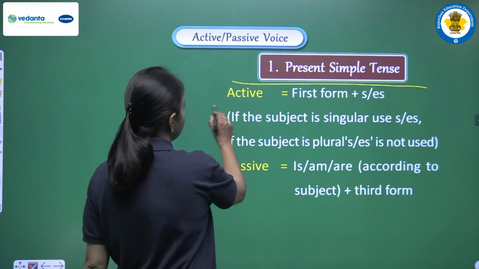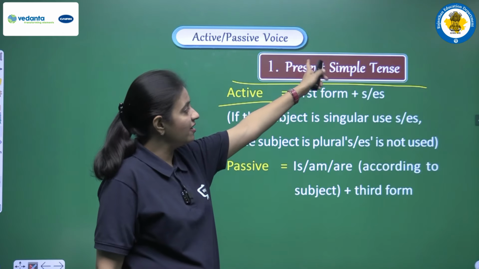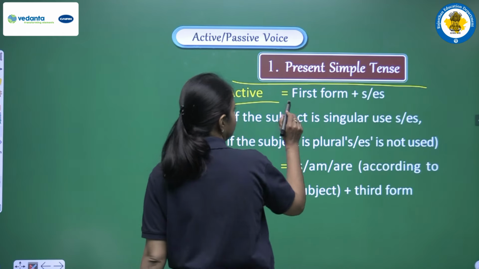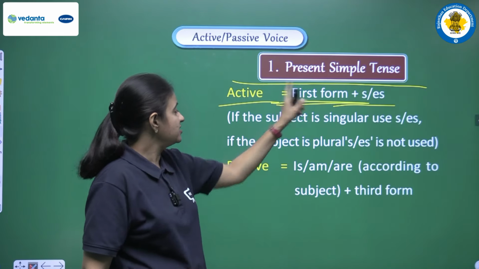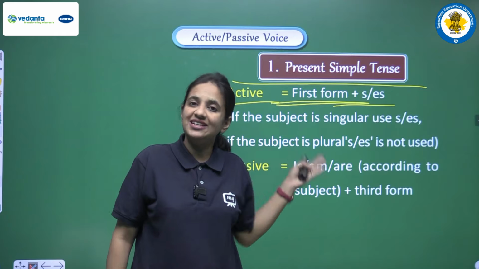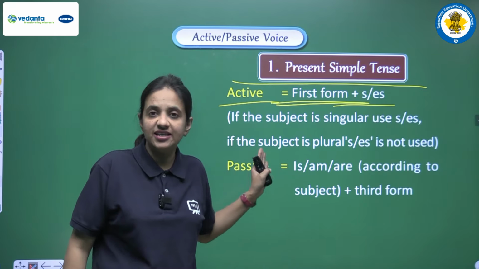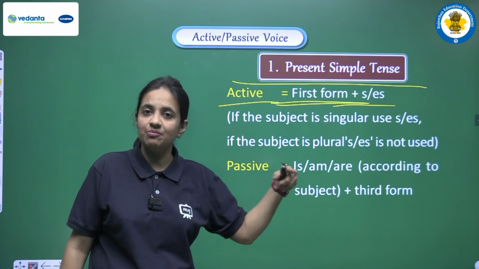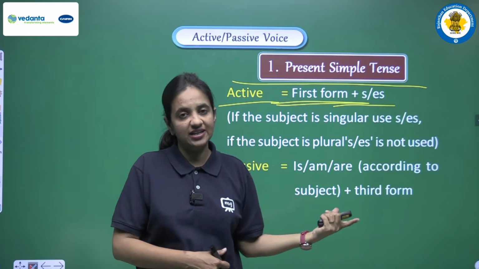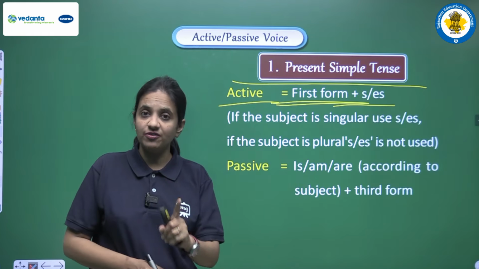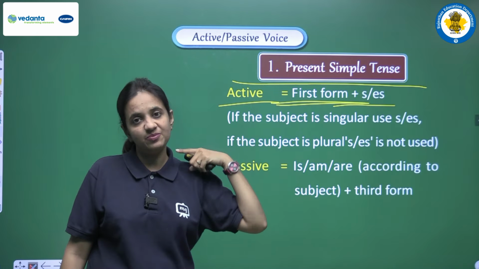So we know that if we have a sentence in active voice, and in that sentence we have present simple tense, then obviously there will be first form, and along with first form we will have s or es if the subject is singular. All these things we have discussed in a very detailed manner when we were discussing tenses. So if the subject is singular we will have first form plus s or es. If the subject is plural then only first form will be there, right? Because of these things we can identify that yes, this is present simple tense.